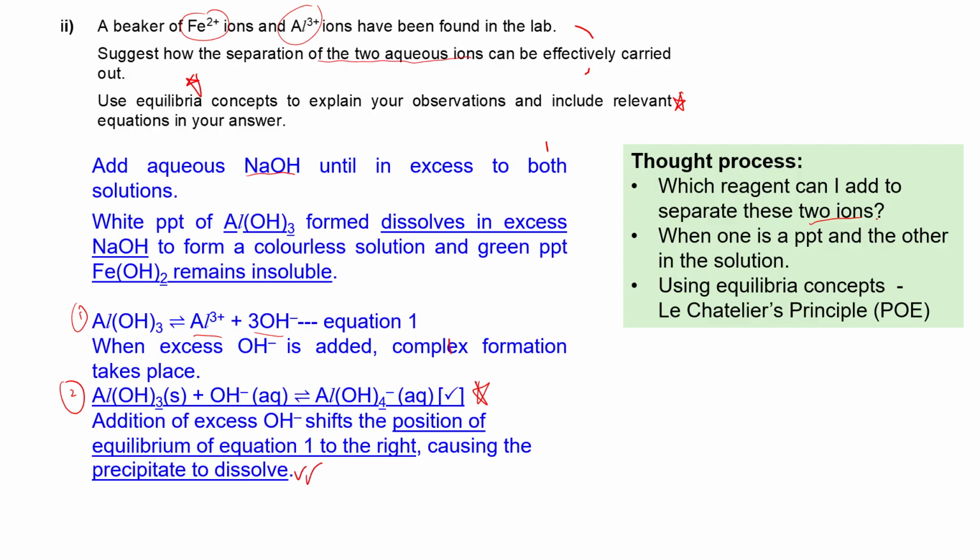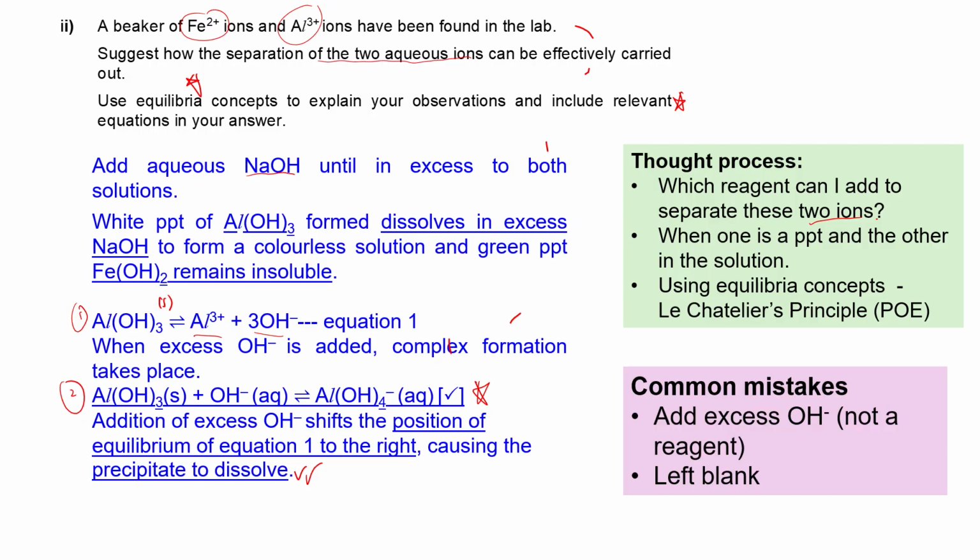This is the one that I'm looking for. Okay, I repeat again. So once you have excess of OH minus, it shifts the POE of equation 1 to the right. Therefore, the white PPT gets dissolved and you get a colorless solution.